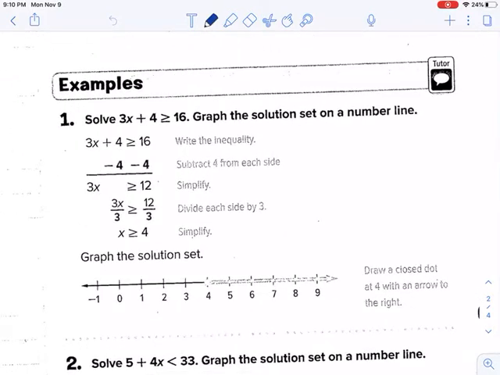You're going to do the same steps that you did with solving a two-step equation. Notice in this first example, they subtracted 4 on both sides, and then they divided by 3 and got their solution. The only difference is, remember, if you divide or multiply by a negative, you have to flip your symbol.